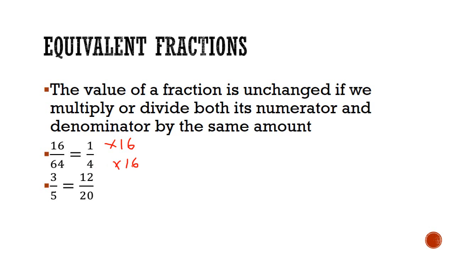Similarly, 3 multiplied by 4 is equal to 12, and 5 multiplied by 4 is equal to 20. So 3/5 and 12/20 are equivalent fractions. They are basically the same fraction expressed differently.